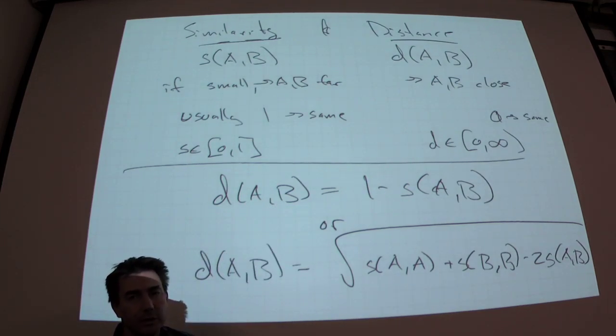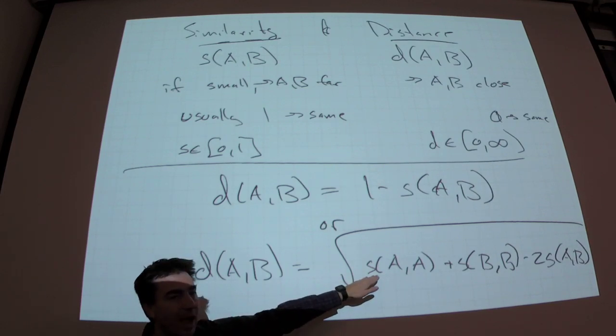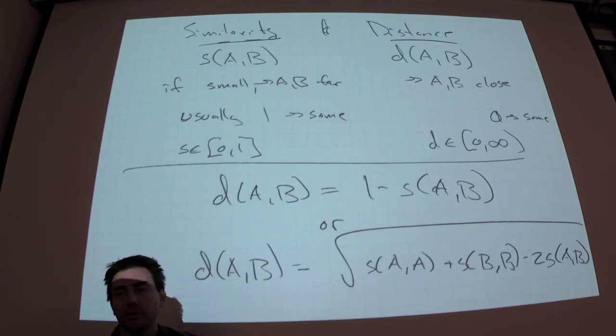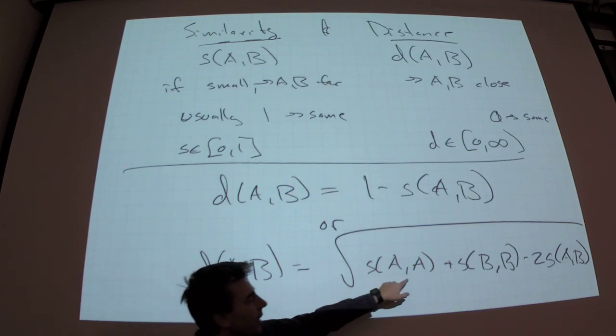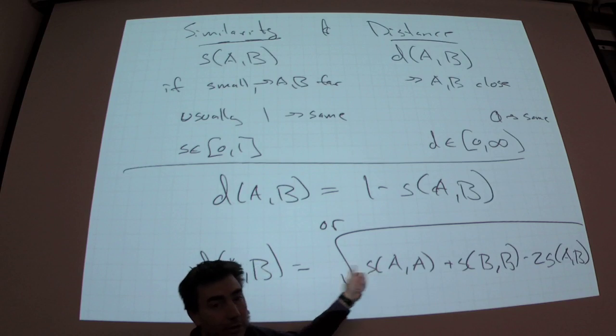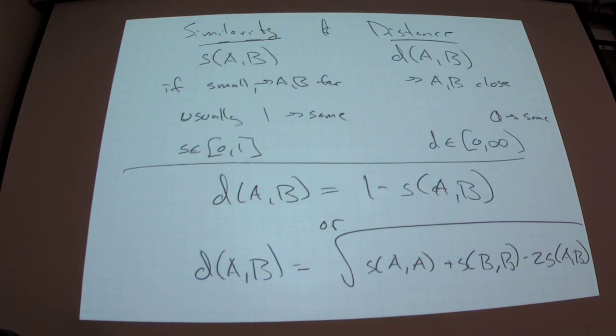But when you think of Euclidean distance, its analog to a similarity is actually going to be the dot product between the two vectors, which we'll talk about later on. And if you put the dot product in here, you will recover the Euclidean distance.